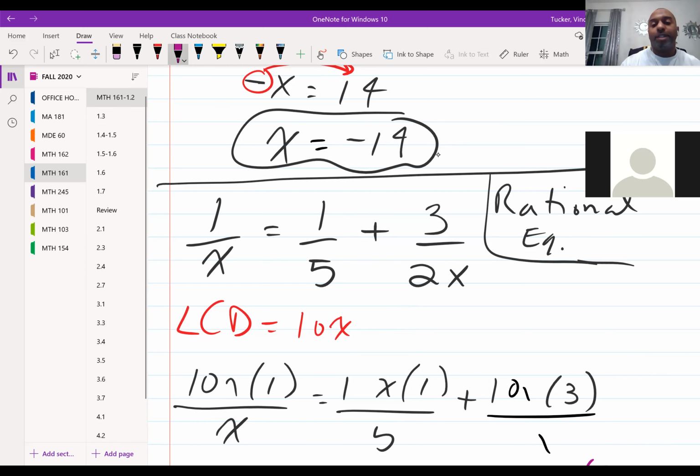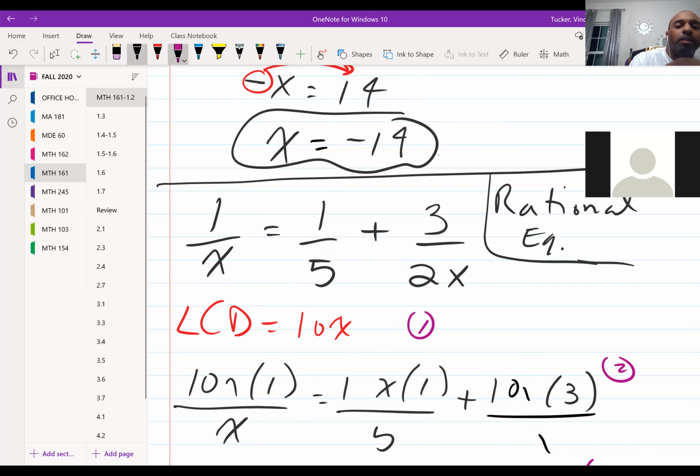LCD will be 10x for us in this case. First of all, we have 5 and 2 in our denominators. The smallest number that 5 and 2 can divide into evenly would be 10. And when you look at your x's, the smallest term that x can divide into is x. So that's why we have 10x. That would have been step 1.